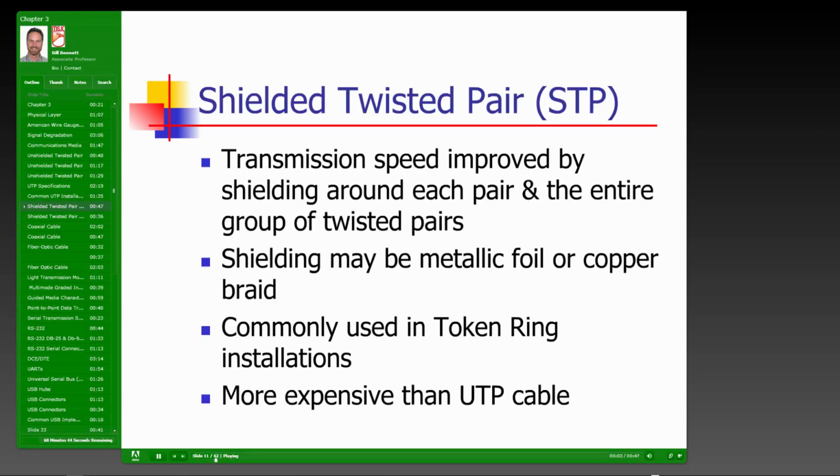Another type of cabling we don't see a lot of is shielded twisted pair, or STP. This type of cabling is much more expensive than UTP cabling. Was used a lot in the IBM networking environments, the token ring environments. So in this particular case of STP, the original cable was faster than was the original UTP. So that's why the first bullet here talks about the transmission speed being improved by the fact that it has additional shielding around each pair of wires in addition to the entire group of twisted pairs. The shielding was metallic foil or copper braiding, and again commonly used in token ring networks and more expensive than UTP cable.